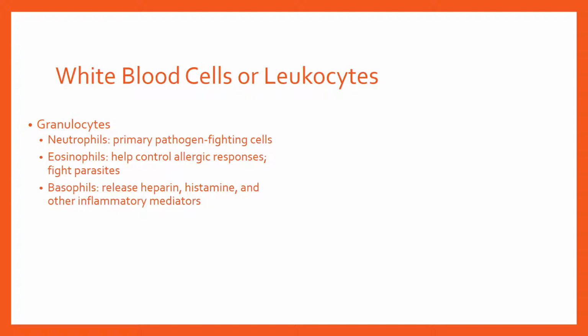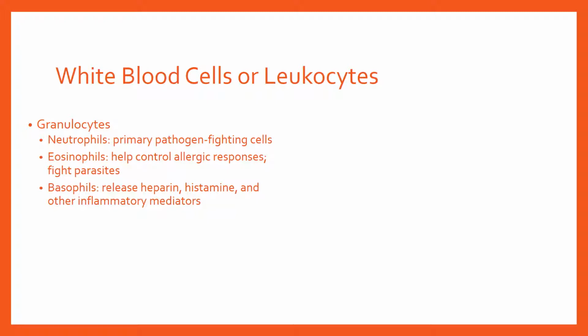White blood cells can be named also leukocytes. And again, one of the important components of white blood cells are granulocytes. Again, the name granulocytes comes from the notion that they have granules inside. Neutrophils, eosinophils, and basophils. So neutrophils are primary pathogen fighting cells. Neutrophils are the first responders to an invasion.